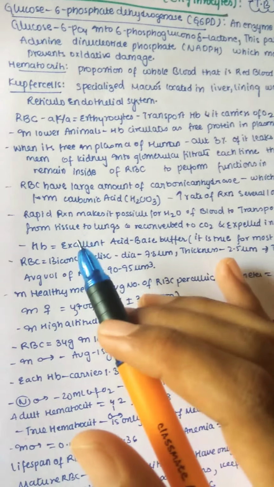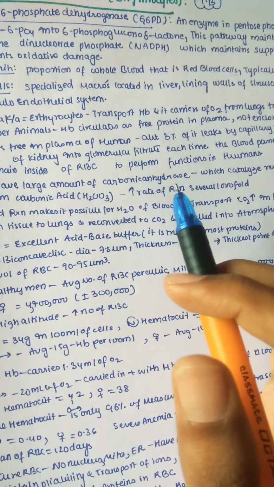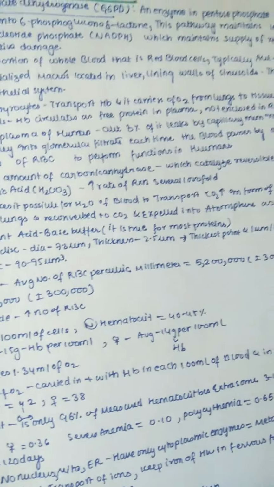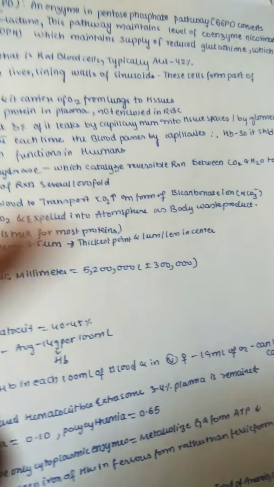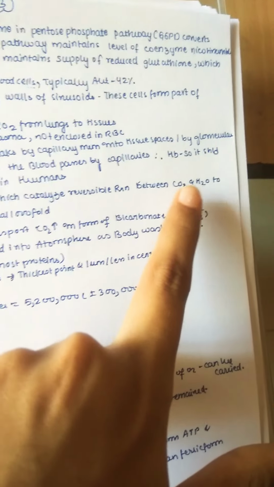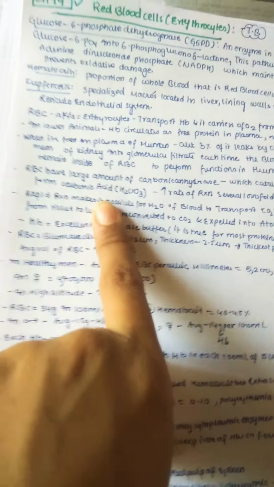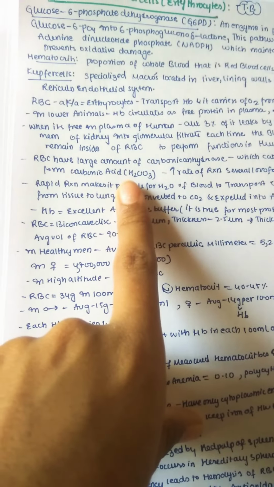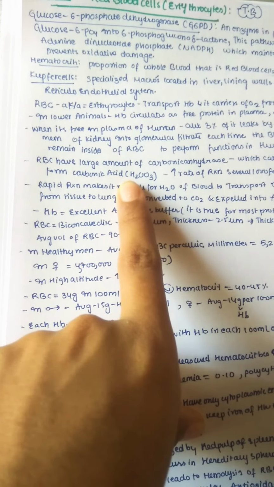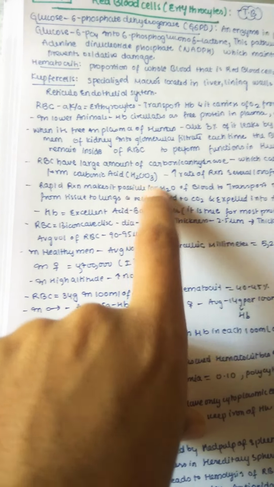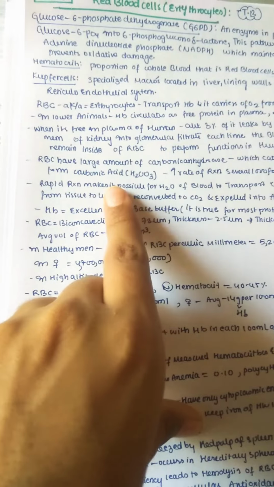RBC mainly has a large amount of carbonic anhydrase, which is an enzyme. This carbonic anhydrase mainly catalyzes the reversible reaction between carbon dioxide and water to form carbonic acid. It is a reversible reaction, meaning from carbonic acid, water and carbon dioxide are formed, and from water and carbon dioxide, carbonic acid is formed again.